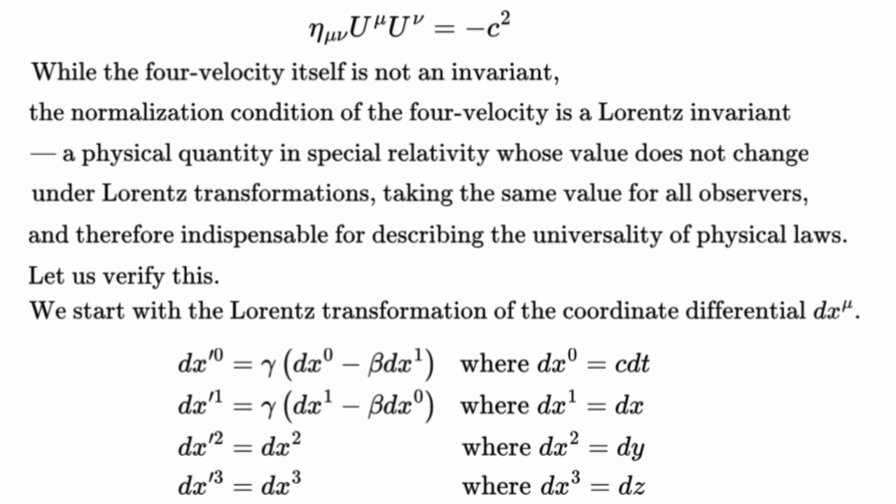While the velocity itself is not an invariant, the normalization condition of the velocity is a Lorentz invariant, a physical quantity in special relativity whose value does not change under Lorentz transformations, taking the same value for all observers, and therefore indispensable for describing the universality of physical laws.